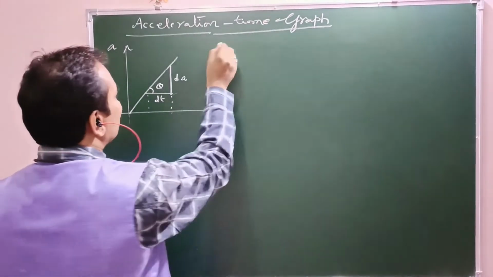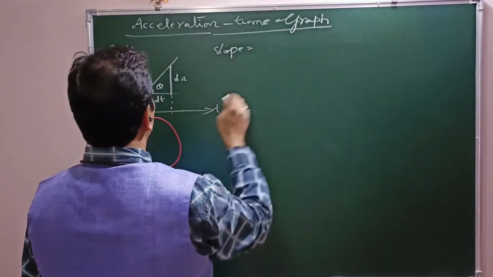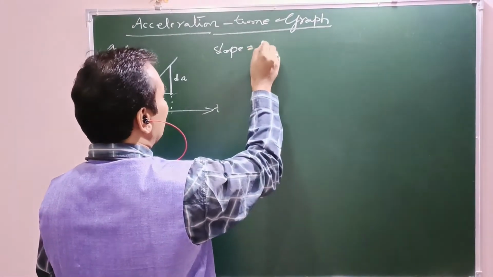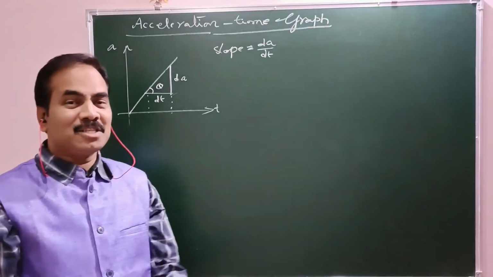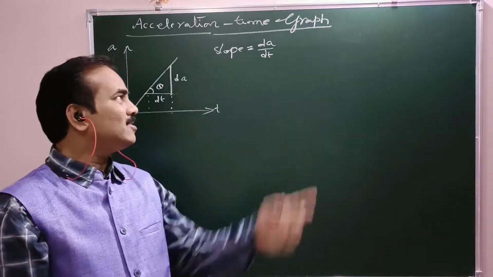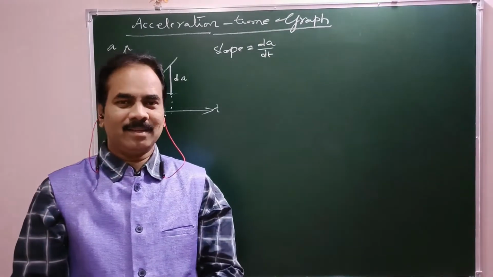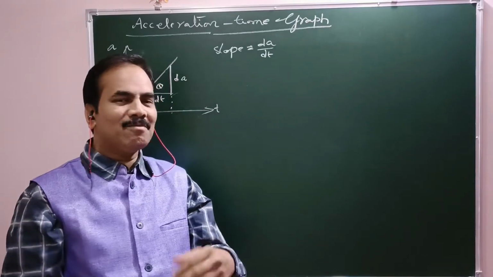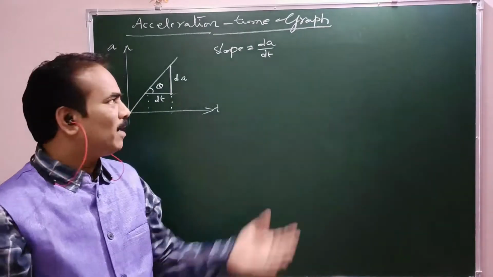Now, slope is equal to change in y coordinate by change in x coordinate. That is, slope equals dA by dt. What is a? Change in velocity per time. But what is dA by dt? Change in acceleration per time, means the rate of change of acceleration. Here, acceleration is not at all constant, it is changing. In fact, acceleration means the rate of change of velocity, but the rate of change of velocity also changes with time. That is change in acceleration per time.